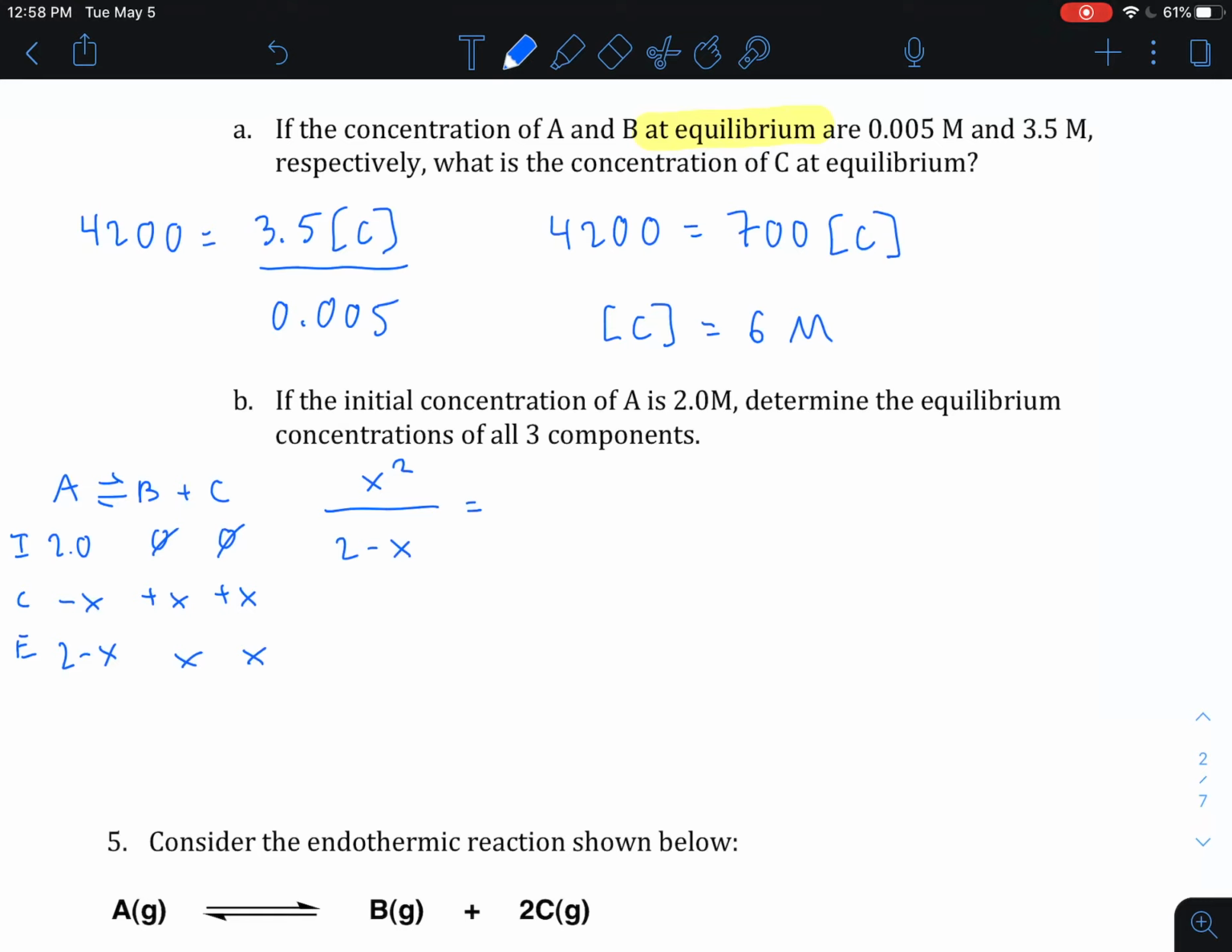So then I should get X squared over 2 minus X equals my equilibrium constant, which is 4,200. From there, let's see, I'll get X squared equals 8,400 minus 4,200X. Rearranging, I'll get X squared plus 4,200X minus 8,400 equals 0. We're just going to have to solve it as a quadratic. Let's do that real quick.